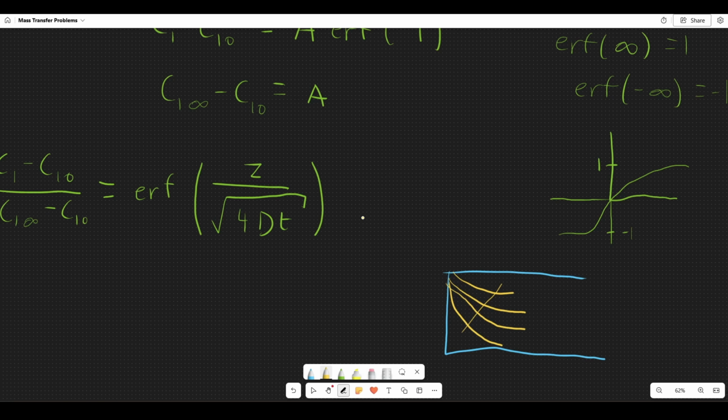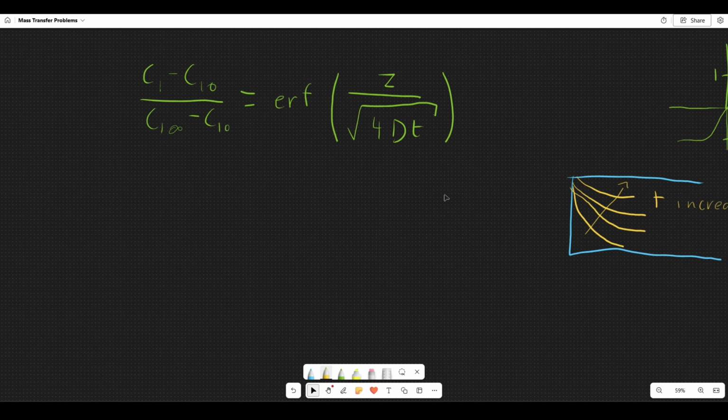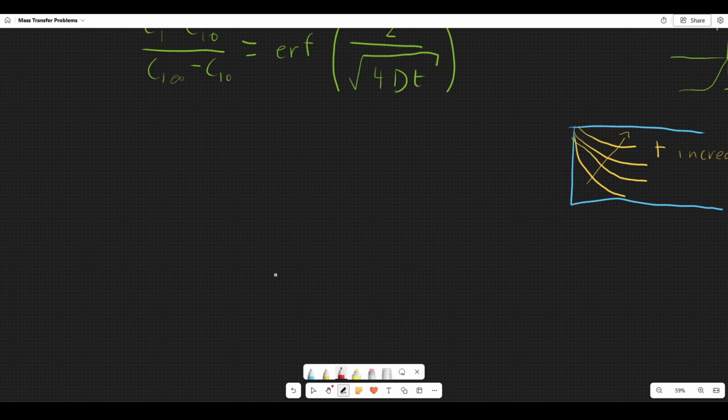As time increases, this is what these curves would look like as some sort of intuition. Okay, so now that we have our concentration profile, we were also asked to find the mass transfer rate. And as I said earlier, the mass transfer rate is nothing but the flux. And so what's left to find is the flux.